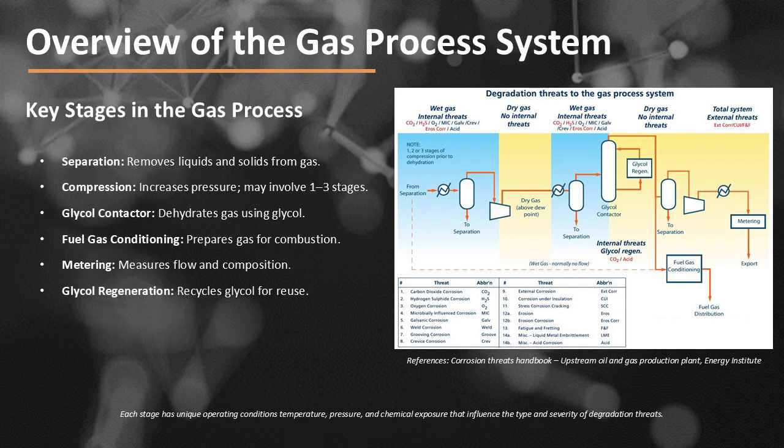Overview of the gas process system. Key stages in the gas process: separation, removes liquids and solids from gas; compression, increases pressure, may involve 1 to 3 stages; glycol contactor, dehydrates gas using glycol; fuel gas conditioning, prepares gas for combustion; metering, measures flow and composition; glycol regeneration, recycles glycol for reuse. Each stage has unique operating conditions: temperature, pressure, and chemical exposure that influence the type and severity of degradation threats.